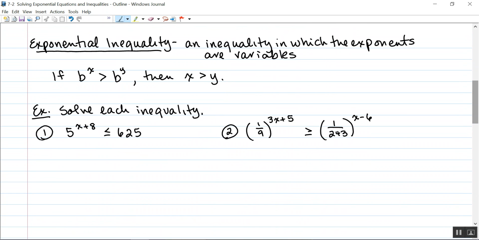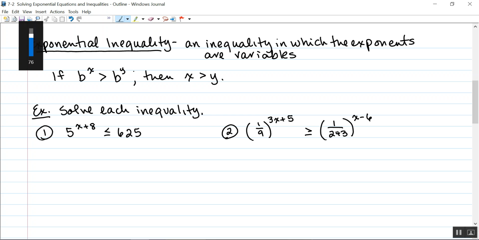An exponential inequality is an inequality in which the exponents are variable. So it's kind of the same idea. If b to the x is greater than b to the y, then x is greater than y. And you can also do that with less thans as well. So let's try a couple examples here.